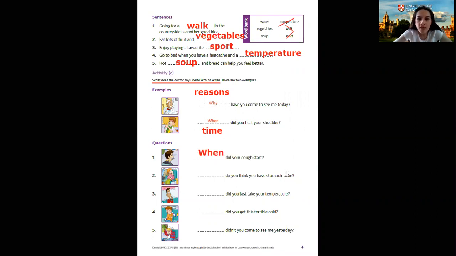Why do you think you have a stomach ache? So I'm asking for a reason. I cannot ask about time with this, okay? Why do you think you have a stomach ache? Because of this. When did you last take your temperature? I am asking for time. When did you last take your temperature? This one. When did you get this terrible cold? I am asking about the same when. I cannot ask why, no? Why are you sick? Well, because you don't have a reason, no?